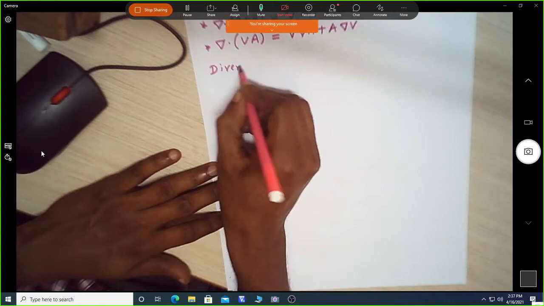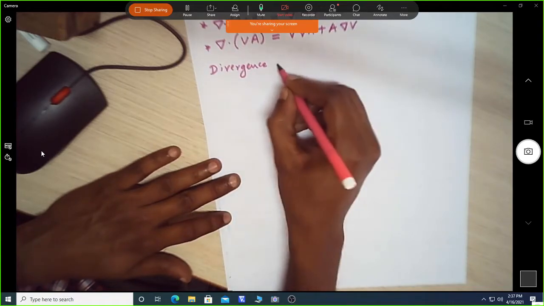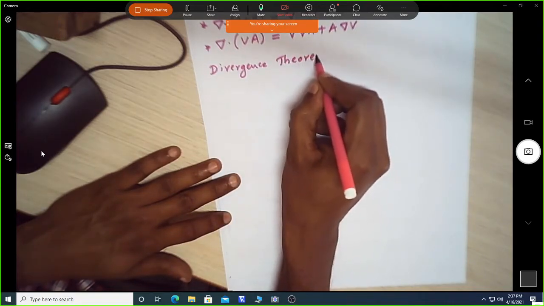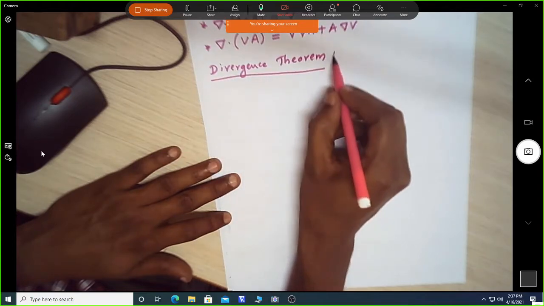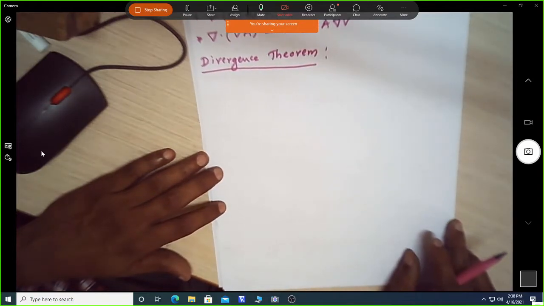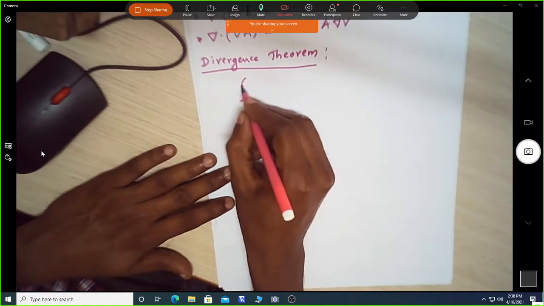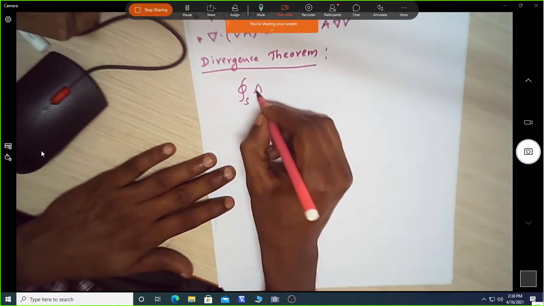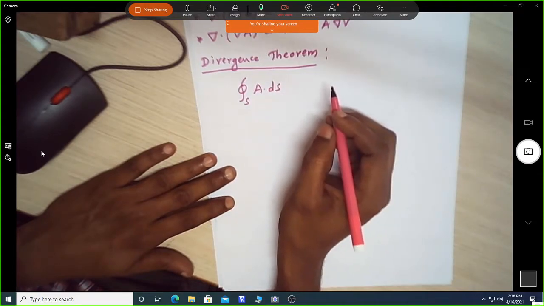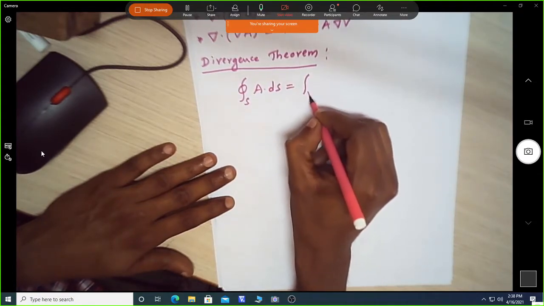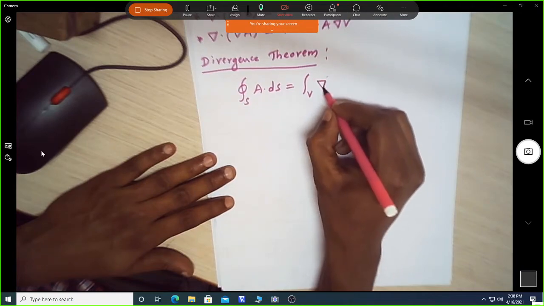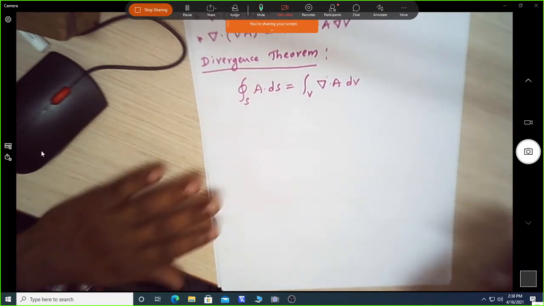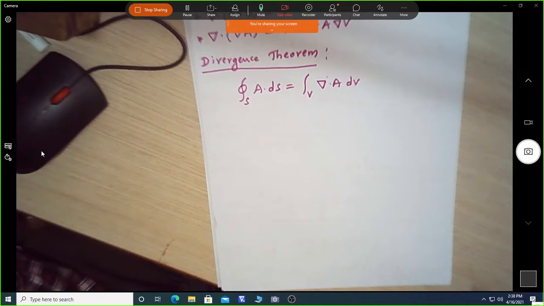Okay, so the divergence theorem. We can define the divergence theorem in equation form as the closed surface integral of A dot ds, which is equal to the volume integral of del dot A. So this is what the divergence theorem says in equation form.